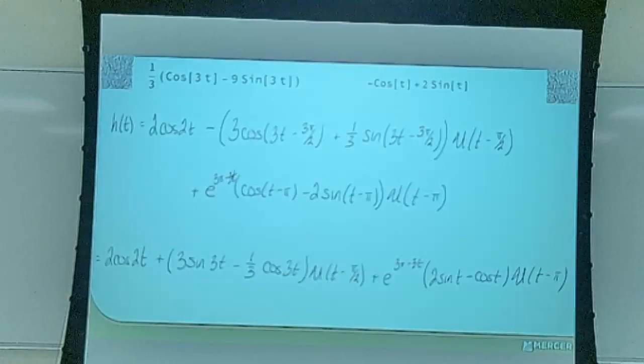So that one actually required both the second shifting theorem and the first shifting theorem. Bringing everything together. Questions so far?